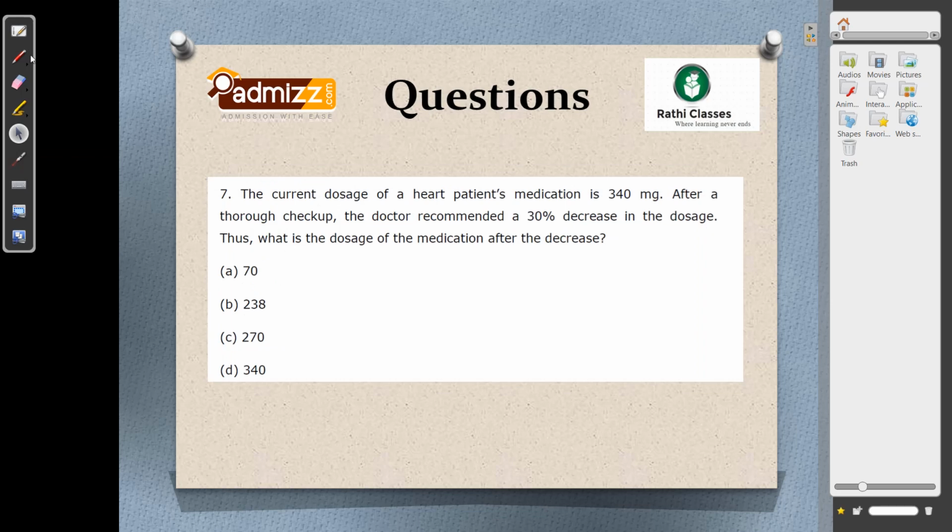The question is given something like this. The current dosage of a heart patient's medication is 340 mg. After a thorough checkup, the doctor recommends a 30% decrease in the dosage. That means it should be less than 340. If you see the options, D is eliminated. Only 30% decrease, so what you need to do is write 0.7 into 340.